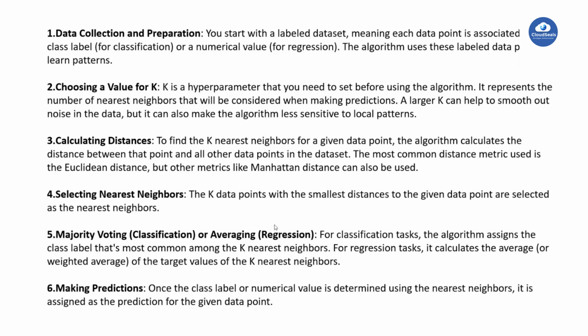For classification and regression, what will we do? For classification, we will calculate the mode value. For regression, we will take the average. For the classification task, the algorithm assigns the class label that is most common among the k nearest neighbors. That means this is the data point, and we are calculating all the data points which are near to this data point.